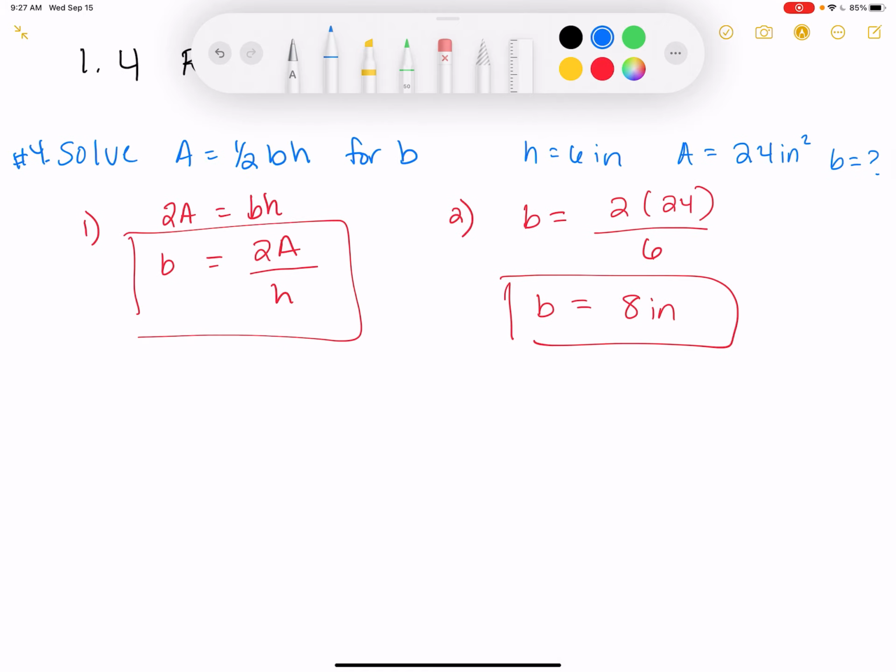Normally I don't do the odd ones, but there's only one even one in that section because there's only 3 of them. So I am going to do number 3 just to make sure we have plenty to go off of. It says solve A equals L times W for L, and then find the length of the rectangle with a width of 50 millimeters and an area of 250 millimeters squared.